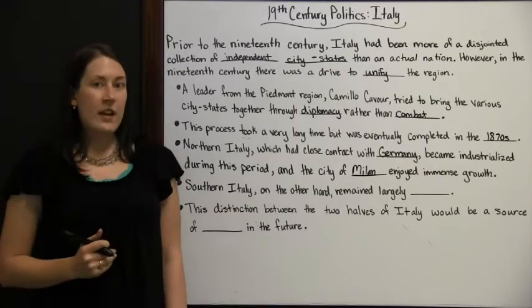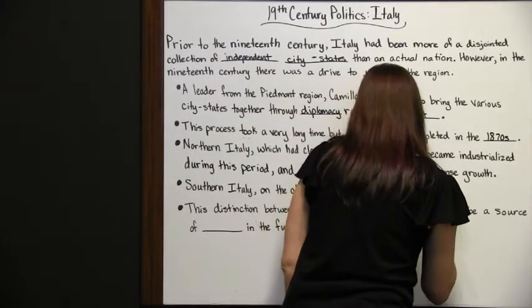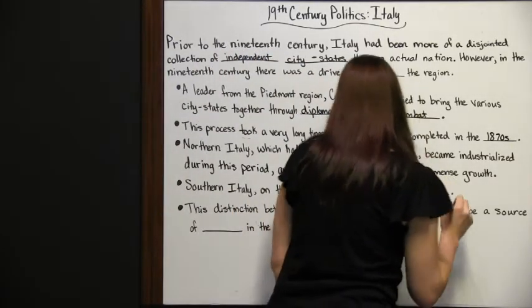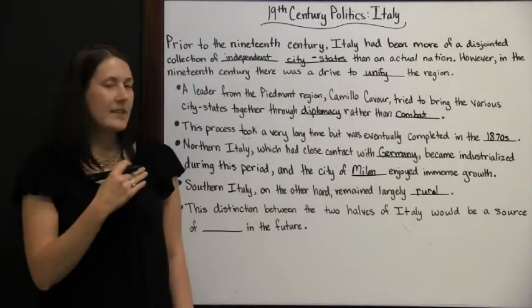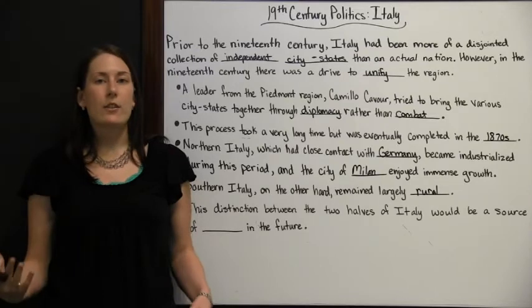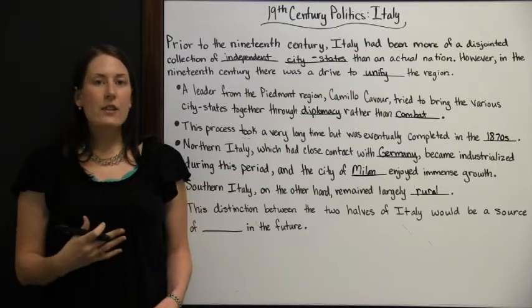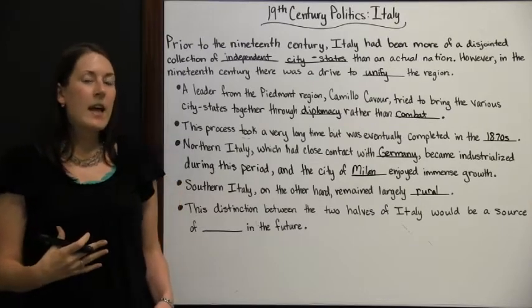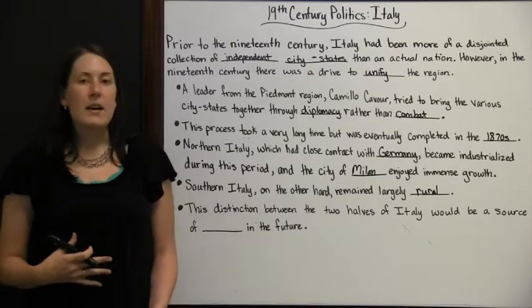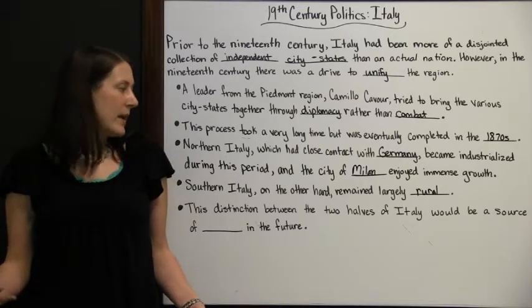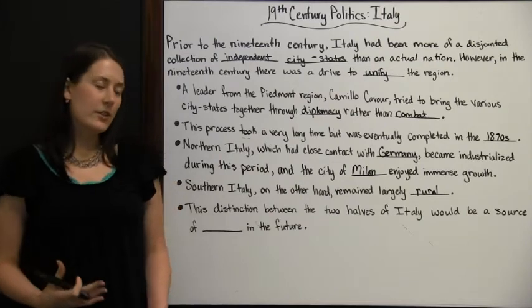Southern Italy, on the other hand, remained largely rural. So southern Italy was not located near and did not have close ties with Germany. So since they weren't as close to Germany, and didn't have close contact with Germany, they didn't really industrialize like northern Italy did. And even northern Italy industrializing didn't really influence southern Italy much. Southern Italy remained largely rural. People didn't feel the need to industrialize in that region.